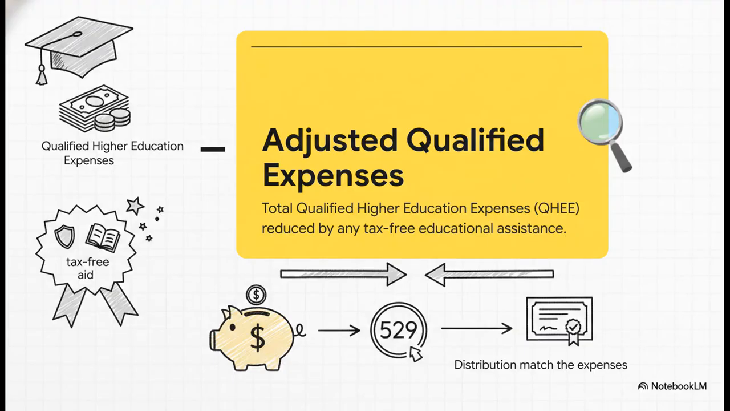The magic term you need to know is Adjusted Qualified Education Expenses, or AQEE. And look, it's not just the total bill you get from the college. It's the total of all your qualified expenses minus any tax-free money the student got, like Pell Grants or scholarships. That final net figure, that's the number you're trying to match your 529 distribution against.